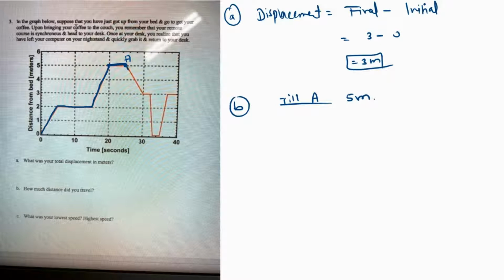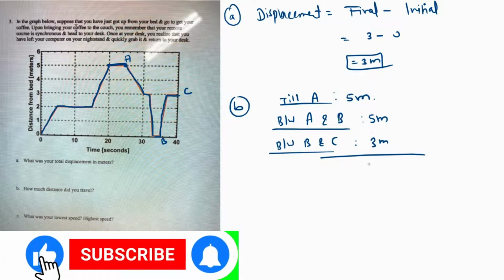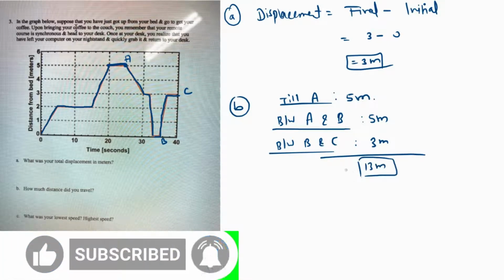Then from A, it started traveling once again. So from 5, it went to, if you realize, it went to 0 once again. So 5 to 0 means again it traveled 5 units, because it again came from 5 to 0. So between A and B, it traveled 5 meters once again. And finally from B to C, once again it traveled from 0 to 3 meters. So between B and C it traveled 3 meters. So the total distance is 5 plus 5 is 10, 10 plus 3 is 13 meters.